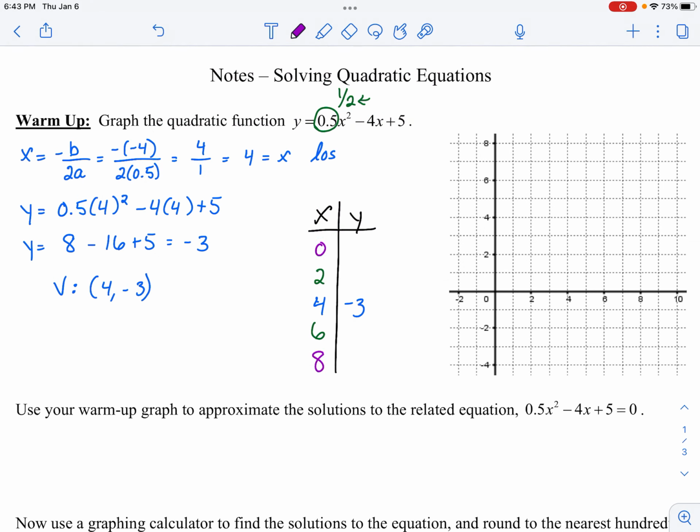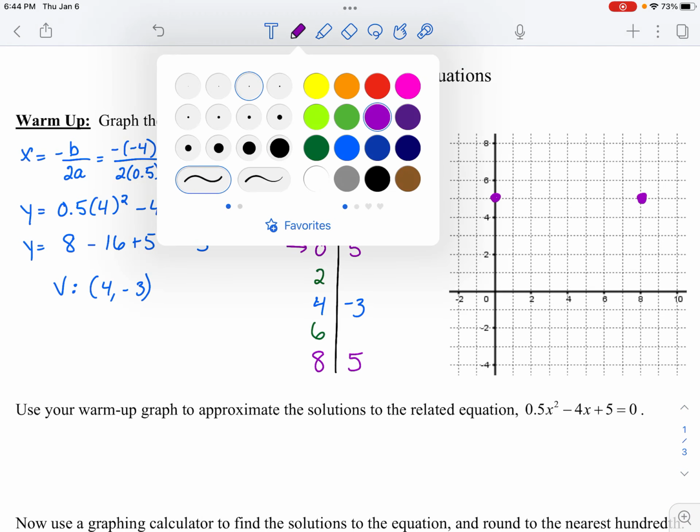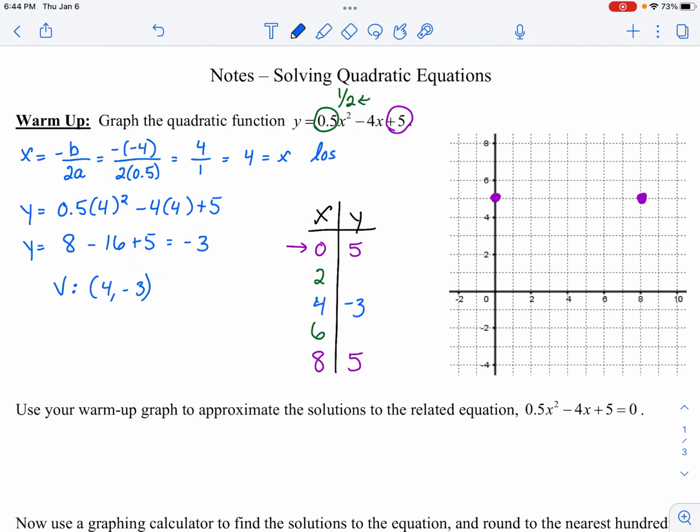Okay, now I'm going to plug in the 0 because plugging in 0 is almost always the easiest number to plug in. It just gives me the c value at the end because I'm going to get 0 for the x squared and 0 for the x. All right, so this is going to give me 0, 5, which means I also have the point 8, 5. Okay, so I'm going to plot those right now while I have the right color showing. And then I might as well put my vertex while I'm at it, 4, negative 3.